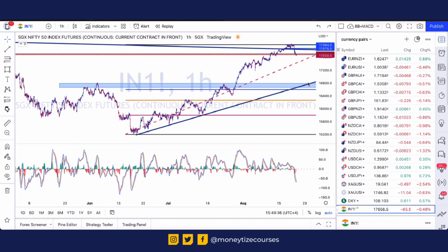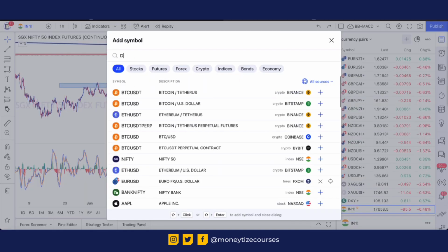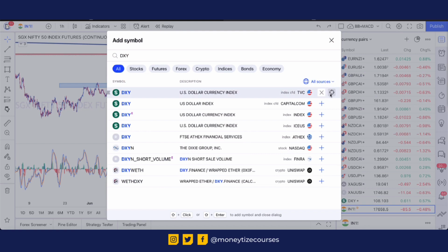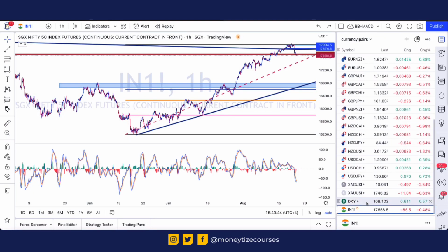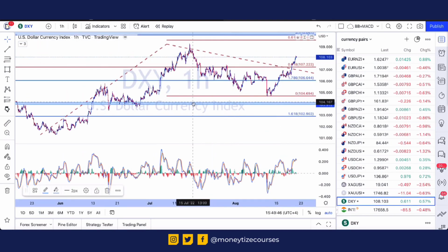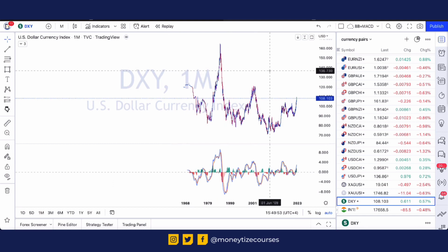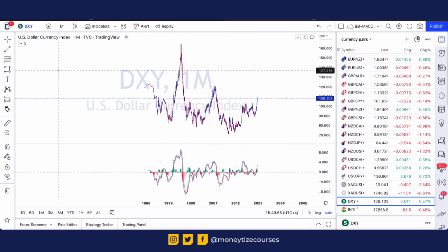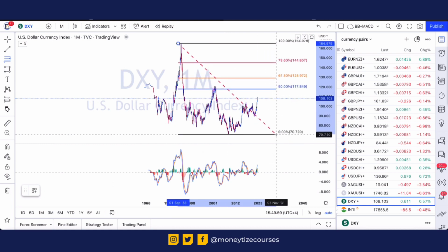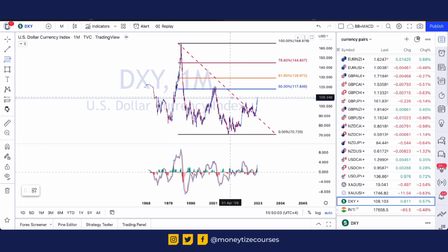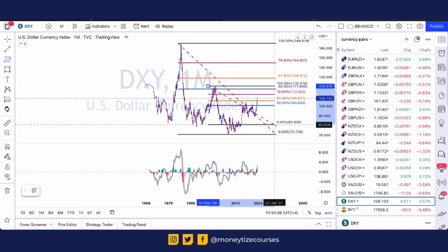Let's begin with dollar index. I'm clearing up the chart and starting with the monthly time frame. As per the monthly time frame, starting from the highest level to the lowest, I've marked the Fib retracement levels, and I'm also marking from the second highest to the lowest.